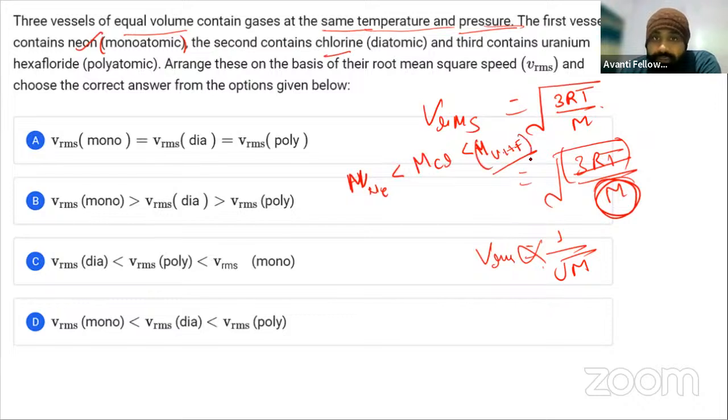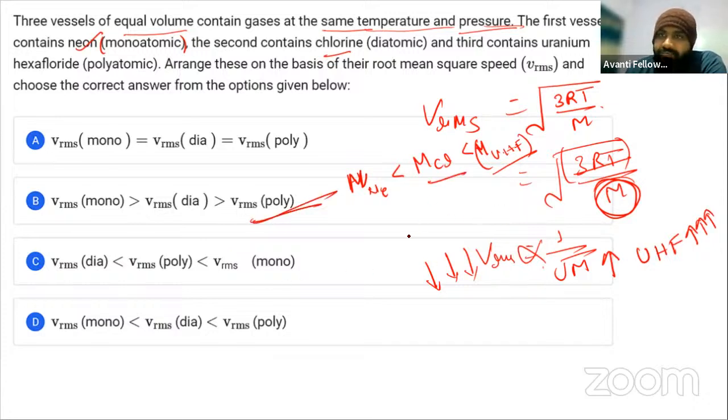Greater the mass, lesser is the VRMS because it is inversely proportional. If the molecular mass increases, the VRMS will decrease. So for uranium hexafluoride, which has the maximum weight, the VRMS will be minimum. Search where it is minimum in this question.